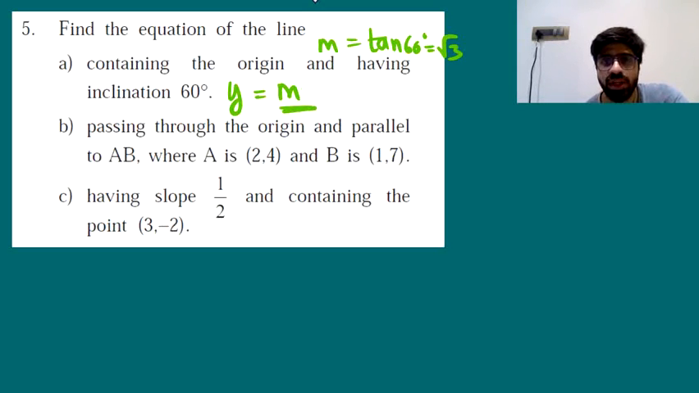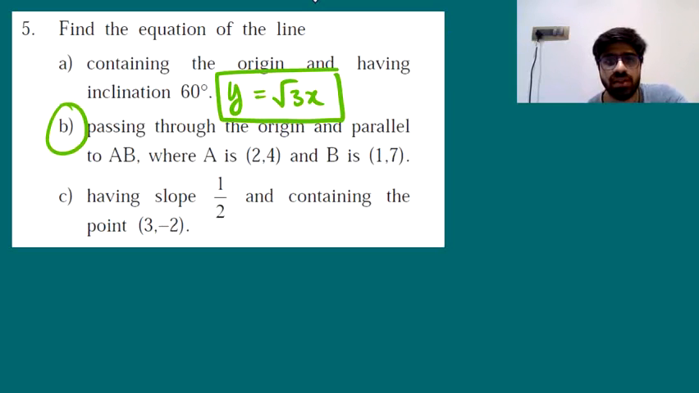So when I put m as root 3 here, I get the equation of my line as y equal to root 3x. And yeah, that's how we are answering the first question. Similarly, let's try answering our second question.